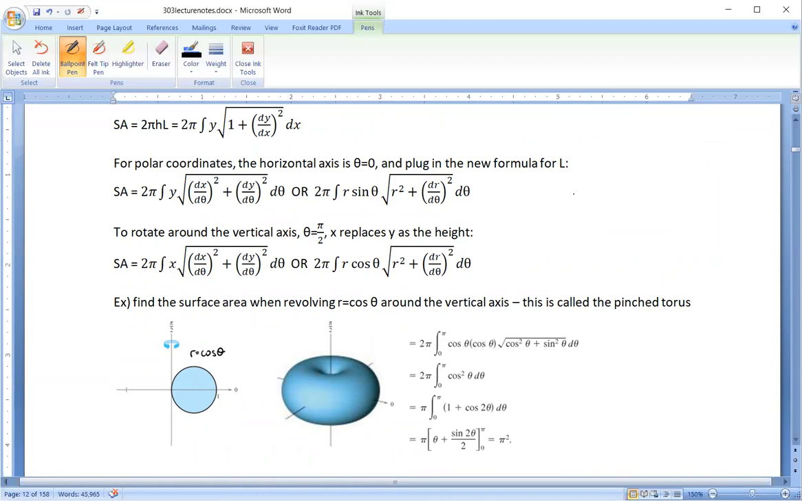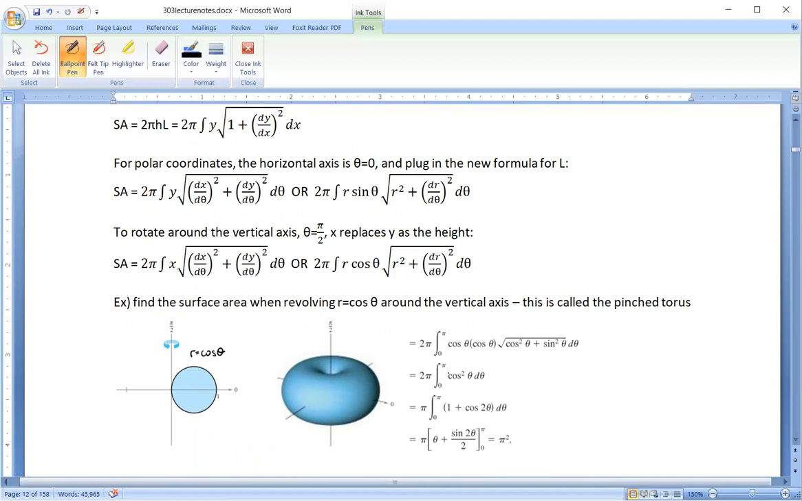Secondly, now we just use the formula. So it's 2 pi on the outside as a constant. Now, r cos theta. So notice that r just equals cos theta. So plug that in, and then times cos theta, and then times the square root of. And now we use the simplified version. So r squared, that's just cos squared, plus dr d theta squared. Dr d theta is negative sine theta, so we square that and just get sine squared. And now we can simplify the square root of cos squared plus sine squared. All that's just 1. So you're just integrating cosine squared theta d theta.